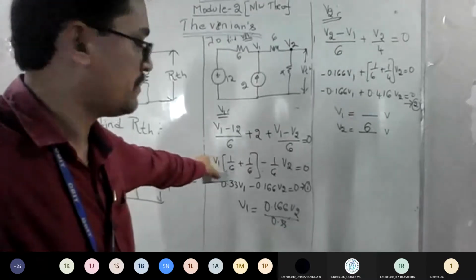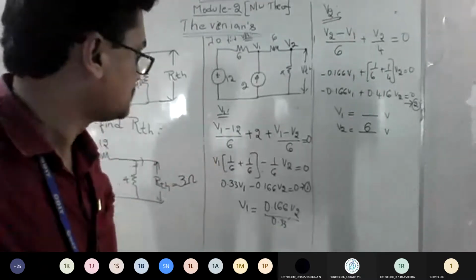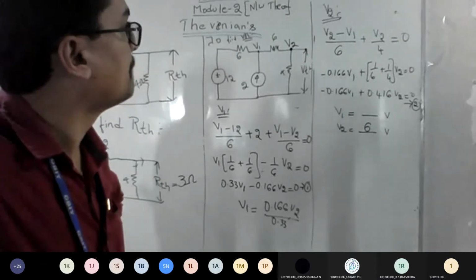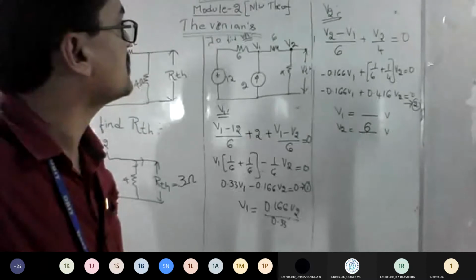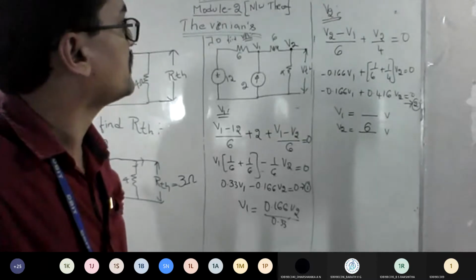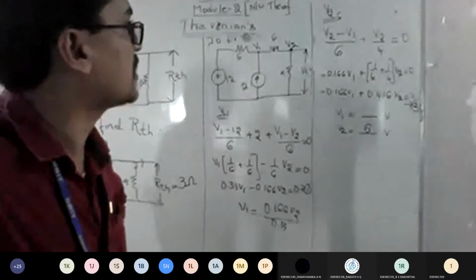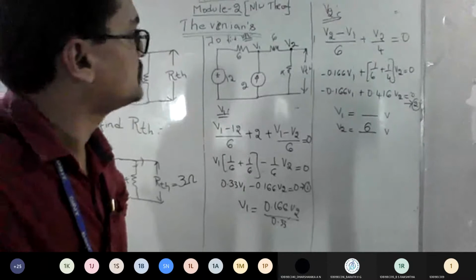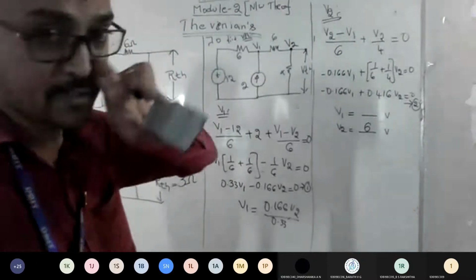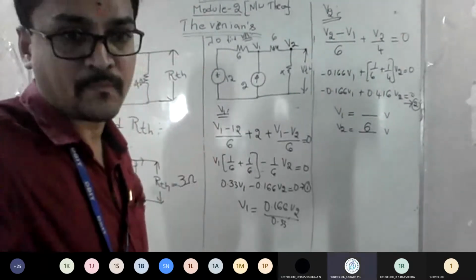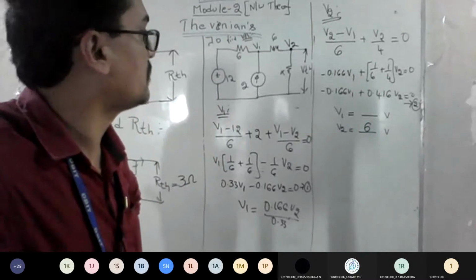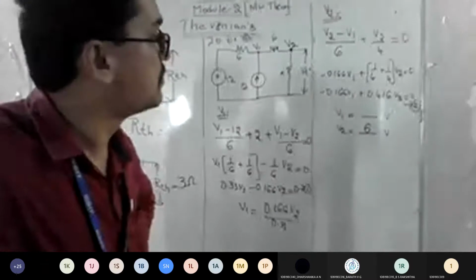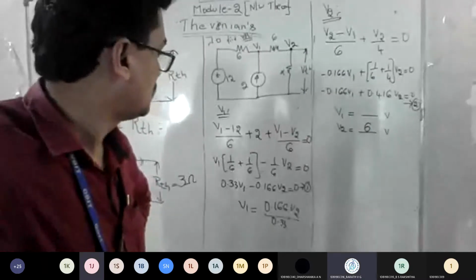So this 1 by 6 plus 1 by 6, is it 0.33 only? Yes, sir. Okay, fine. So second equation: V2 minus V1 by 6 plus V2 by 4. Correct only. 1 by 6 plus 1 by 4, so the combination is 0.4, no? Yes, sir. So this is also minus. How much is V1? Both answers are getting 0? Yes, sir, both are zero, sir.